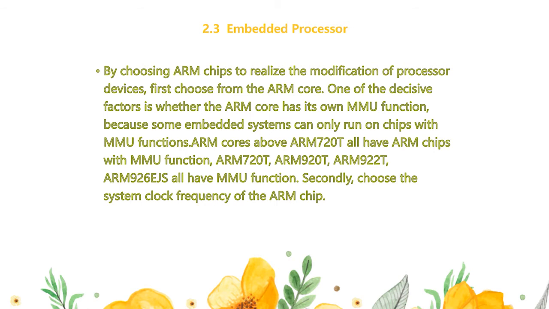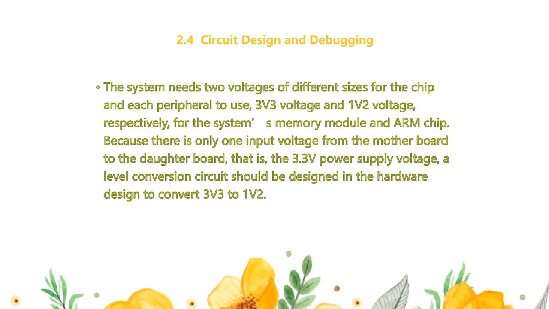2.4 Circuit design and debugging. The system needs 2 voltages of different sizes for the chip and each peripheral. 3V3 and 1V2 are needed, respectively, for the system memory modes and ARM chip, because there's only one input voltage from the motherboard to the daughterboard. That is the 3.3 V point power supply voltage.